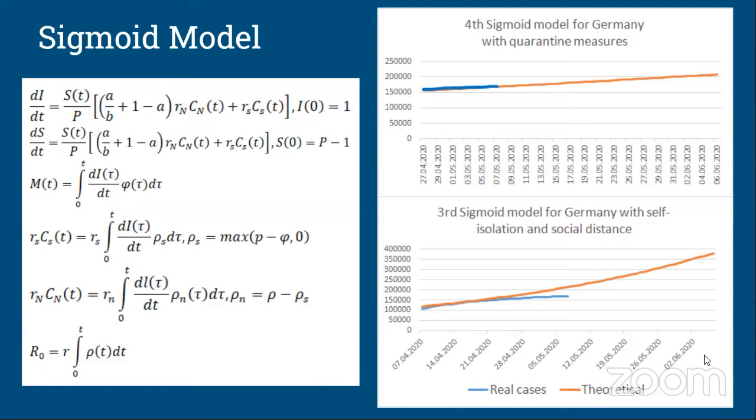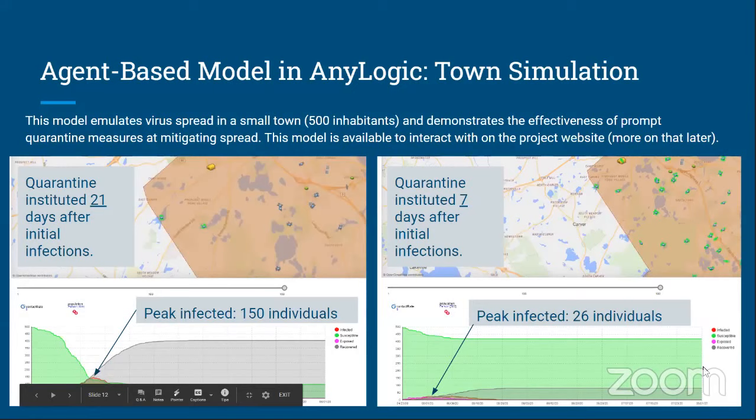On the third step, they added self-isolation, and you can see how the graph looks with only self-isolation. It grows really fast. Comparing to the fourth step, where they apply quarantine measures, you can see that it's exactly like a theoretical model. So it's a really good prediction. And as you can see, it looks like there's not a big difference between the graphs, but the difference is 200,000 people, which is really significant.